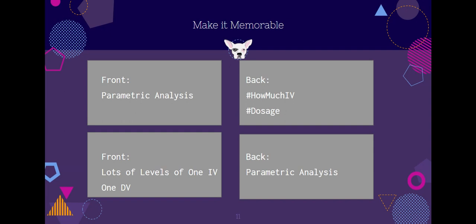Or I could use another flashcard like the second one here. The front would say lots of levels of 1 IV and 1 DV, and the back I would answer with parametric analysis. The fewer words, the better on both sides. Bonus quiz, which of the 6 attitudes of science does this remind you of? Hint, hint, parsimony. Plus, we have research to back this up.